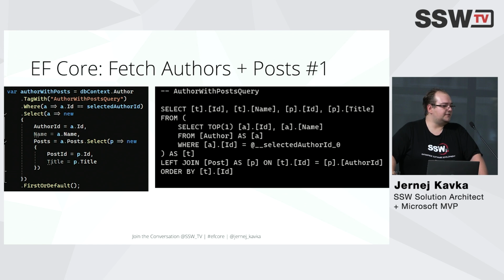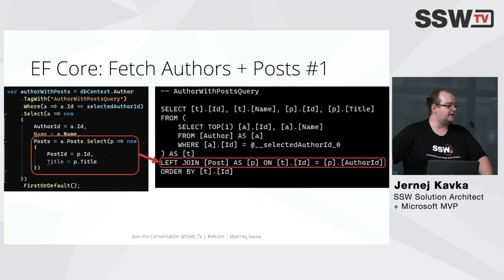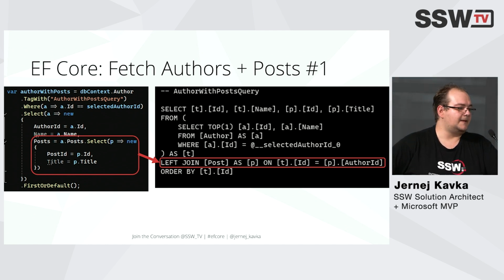Now, if we try to join an additional table, here I'm using an implicit join with the posts, because EF Core just allows me to use tables that are linked to the author and directly select all of the data. You can see that we have just a simple left join, fetching all of the data, and then on top, a select where we are selecting all of that post data.